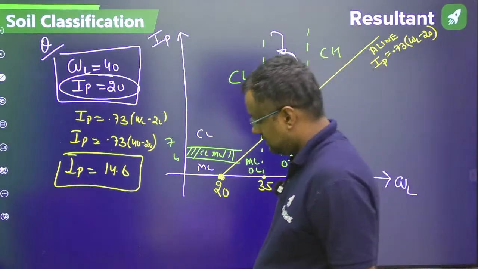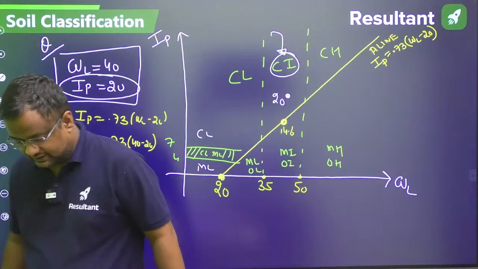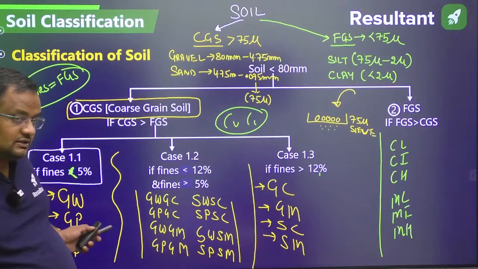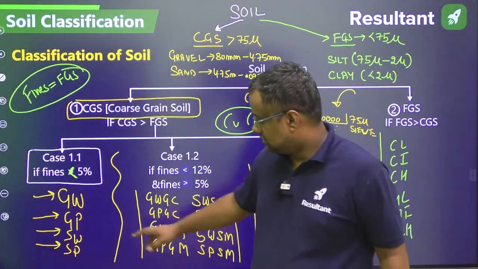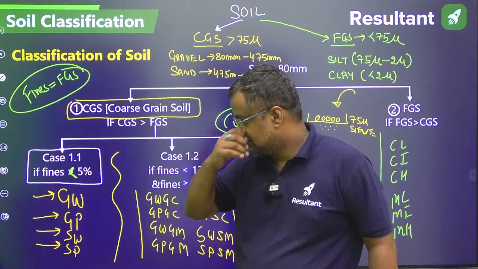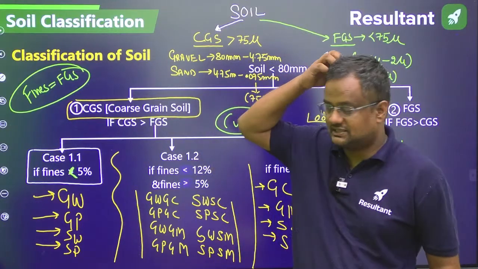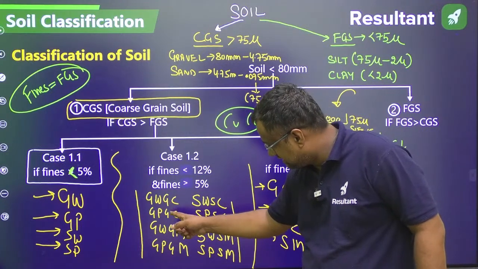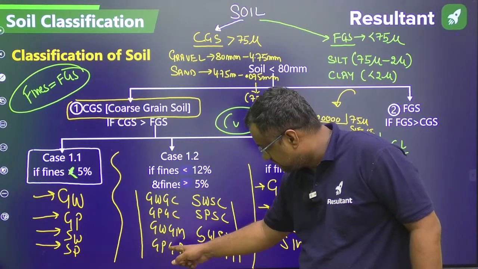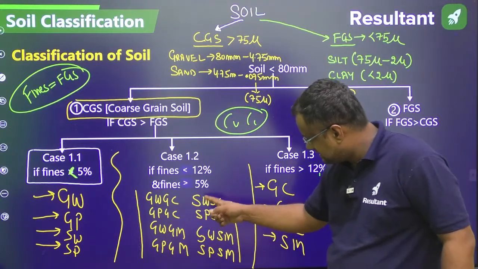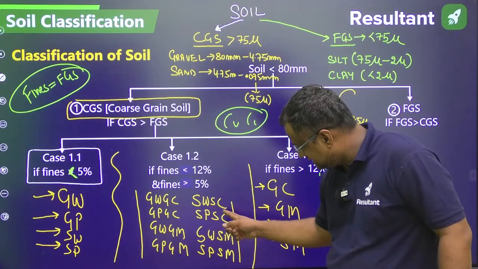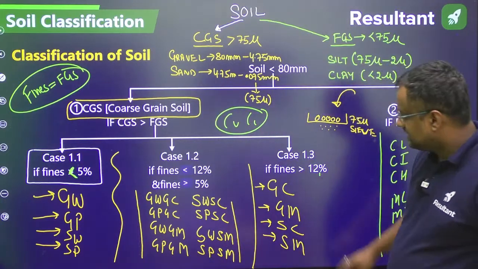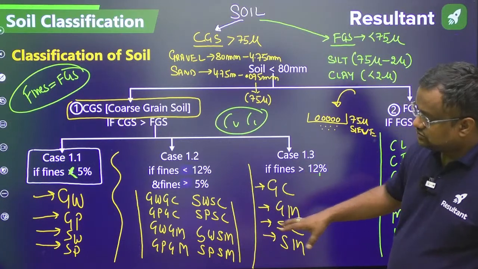Okay. Now, going further, I told you: gravel or sand on the basis of the sieve, and C and M, clay and silt, on the basis of the plasticity chart. So here the names will be well-graded gravel containing clay, poorly graded gravel containing clay, well-graded gravel containing silt, poorly graded gravel containing silt, well-graded sand containing clay, poorly graded sand containing clay, well-graded sand containing silt, poorly graded sand containing silt. Here it is clayey gravel, silty gravel. So this I have told you.